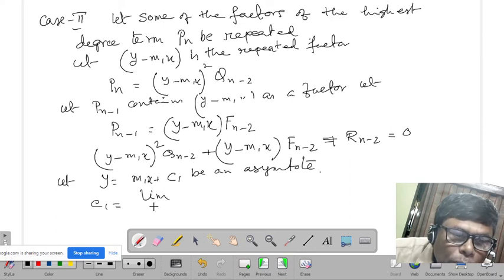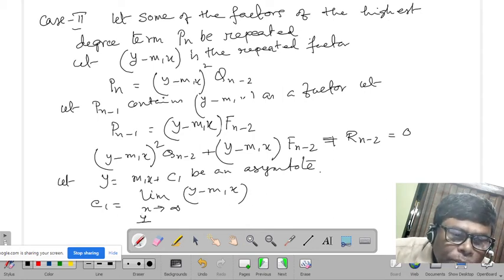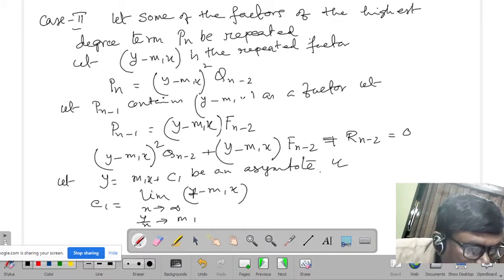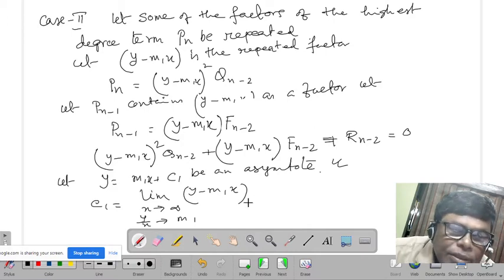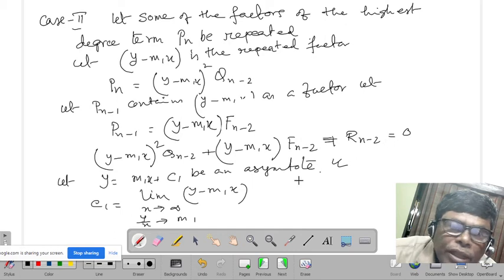limit as x or mod x tends to infinity of y minus m1x, this one. Okay, and here y by x tends to m1 also. Okay, so these two limits you have to check here. Taking limit means first you take the limit as x tends to infinity and then y by x tends to m1.